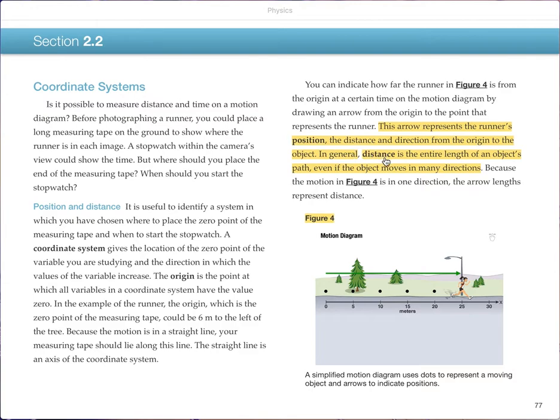In general, distance is the entire length of an object's path, even if it moves in many directions. But for much of this chapter, in the beginning, we'll be moving not only in one dimension, but in one direction. So in that case, when you're moving in one direction, the arrow represents the distance. The length of the arrow represents the distance.